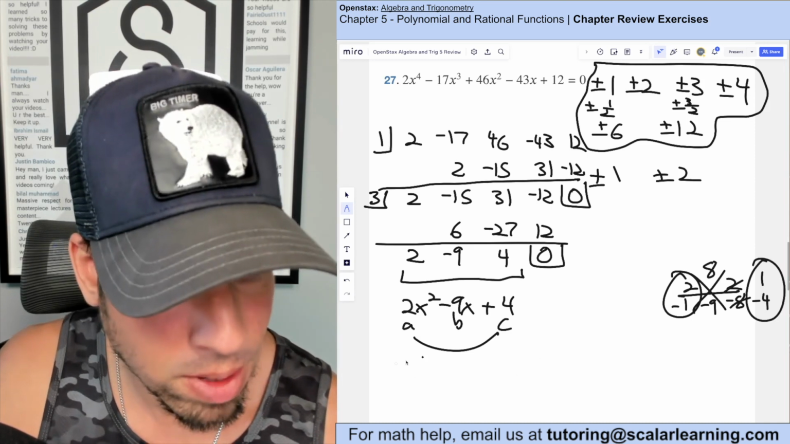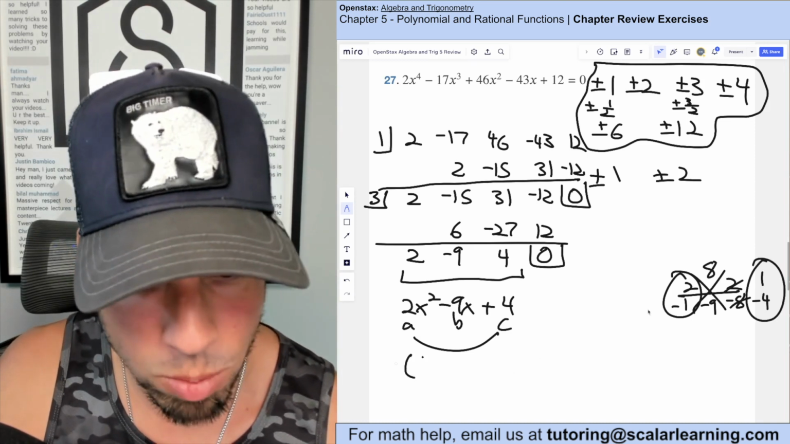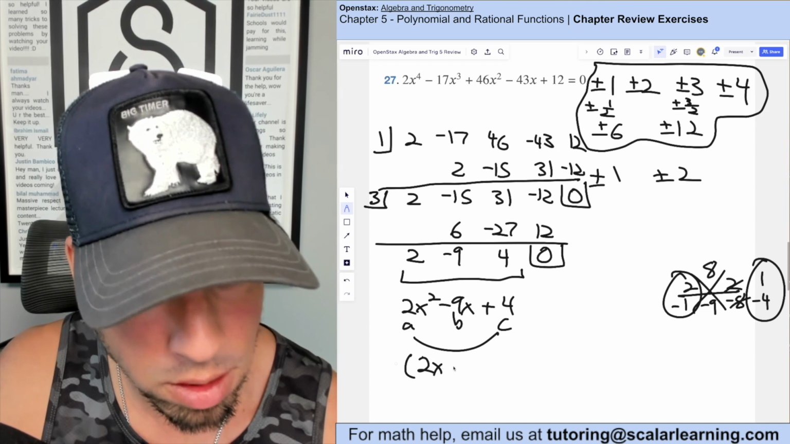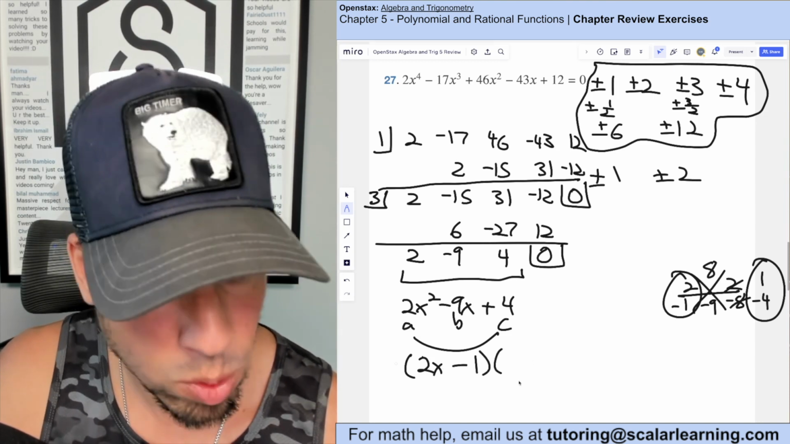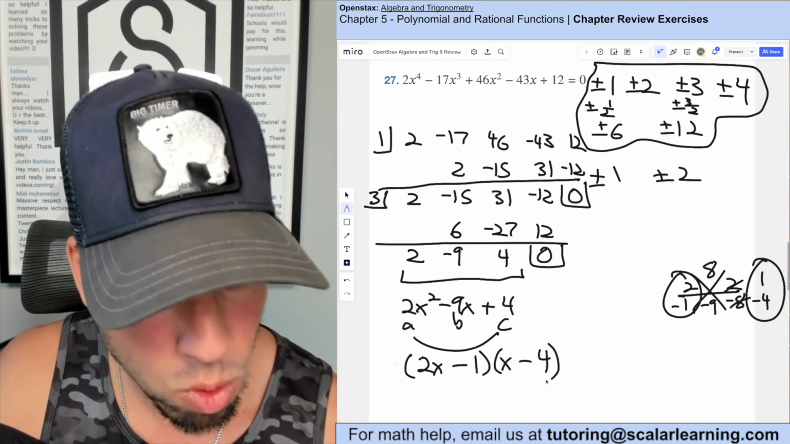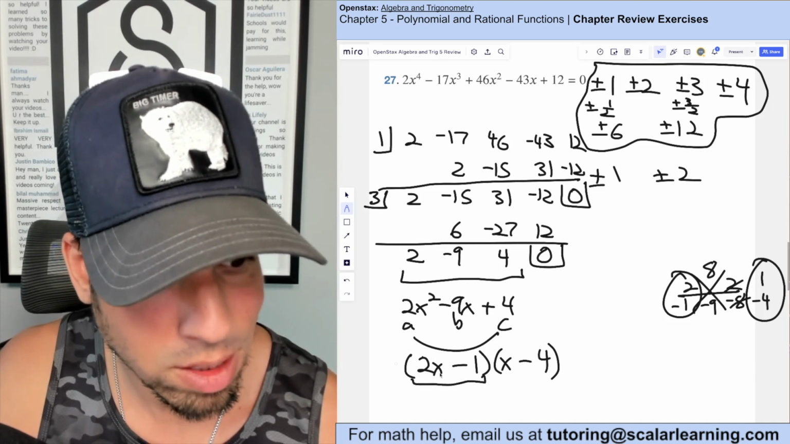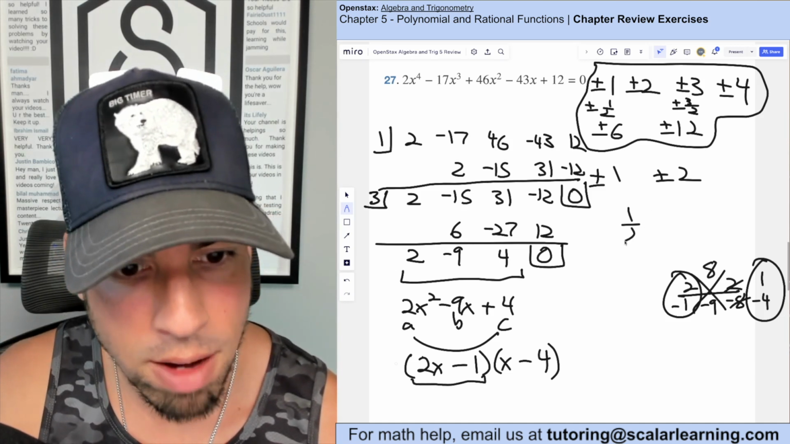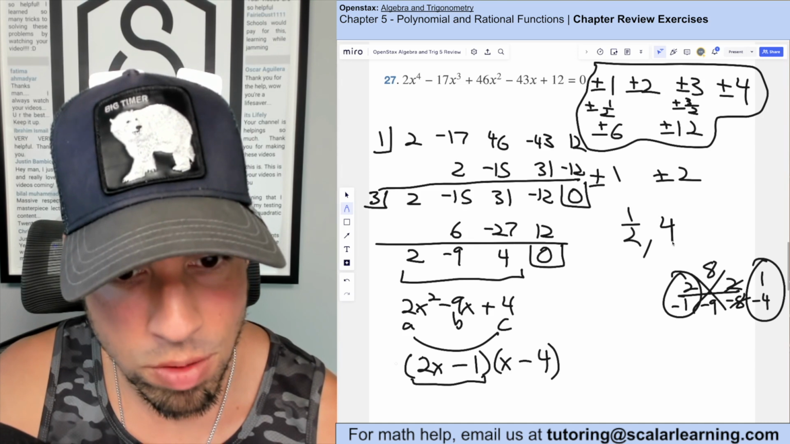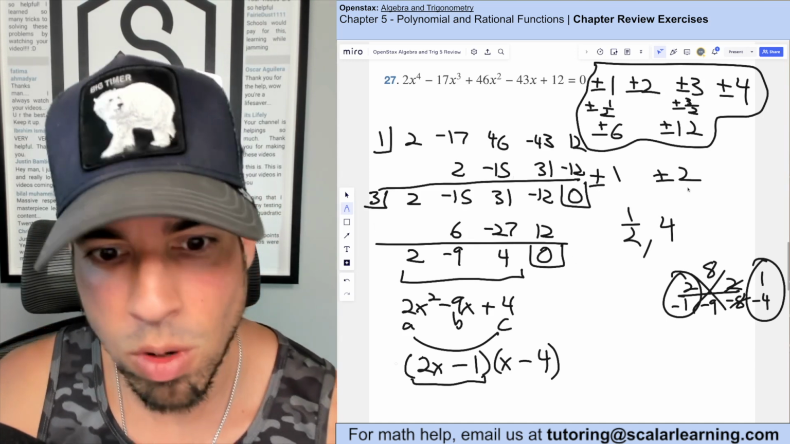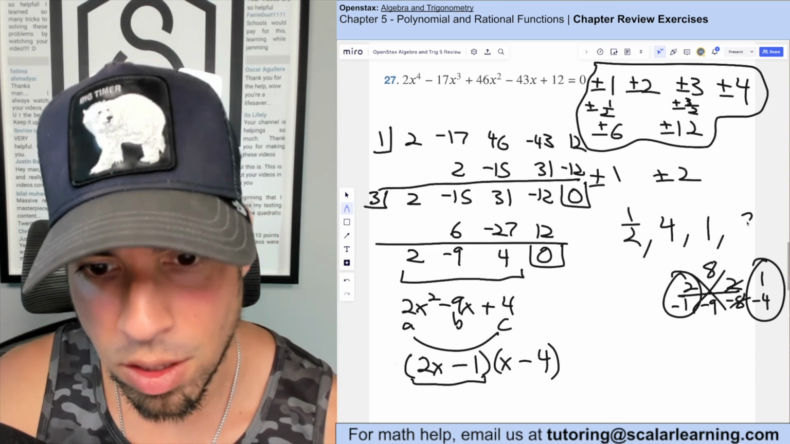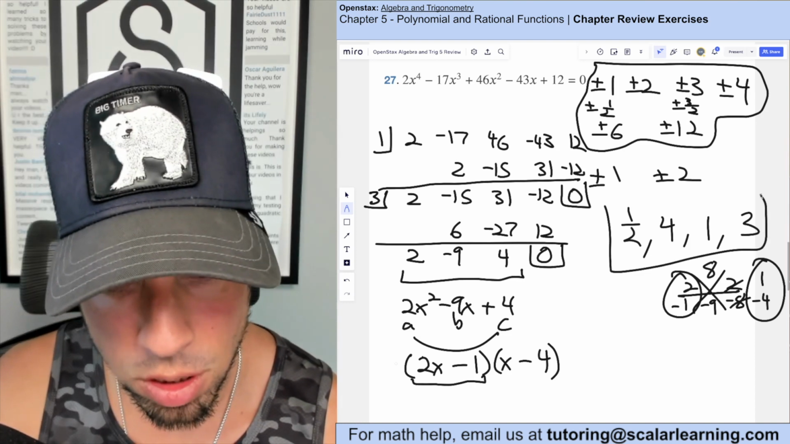And now in factored form, the top number goes with the variable. So 2x minus 1. And then this would be 1x minus 4. So what's going to zero this one out? That's going to be +1/2. What's going to zero this one out? That's going to be 4. And then we also already have our two other solutions with 1 and 3. So there are your 4 solutions done.